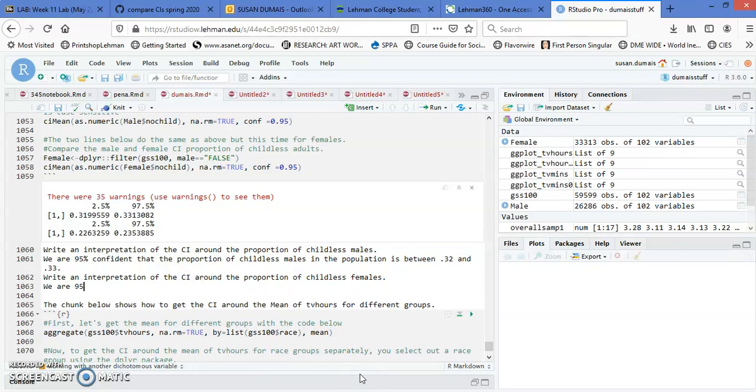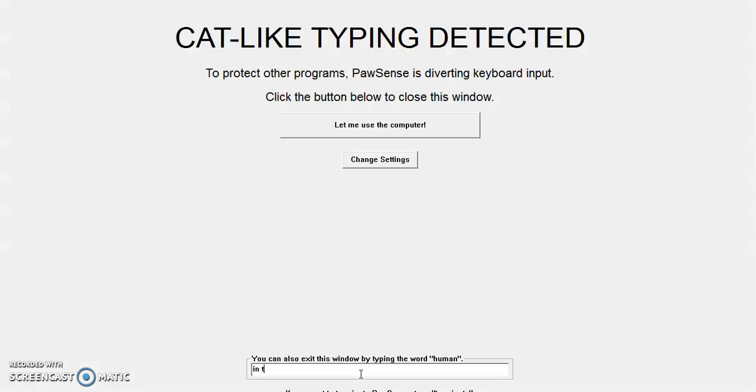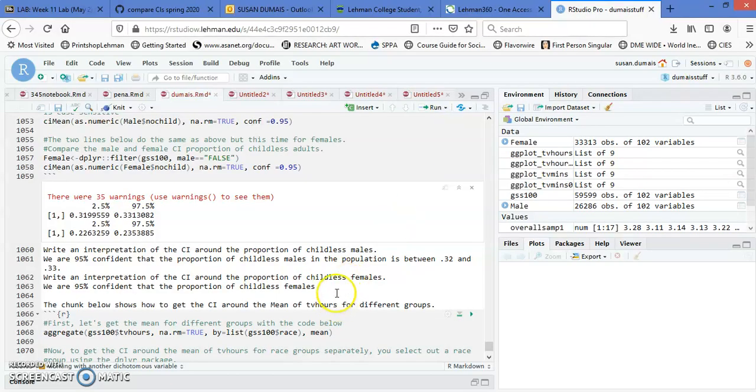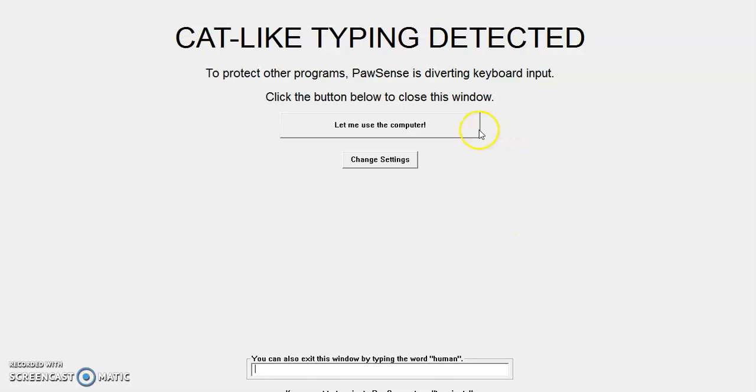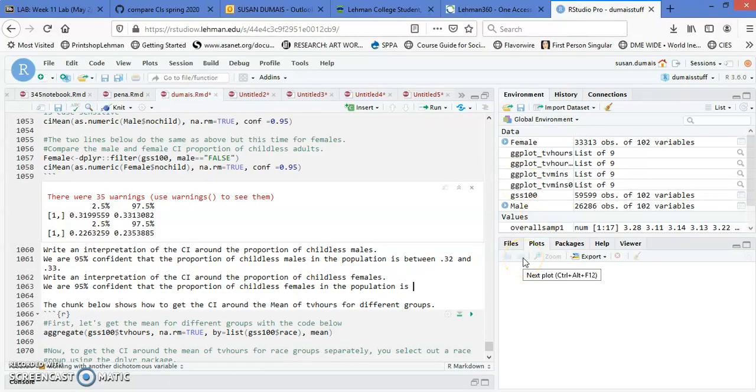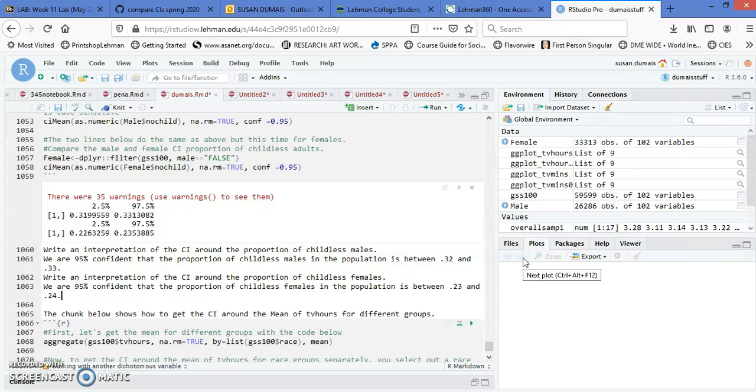We are 95% confident that the proportion of childless females in the population is between 0.23 and 0.24.